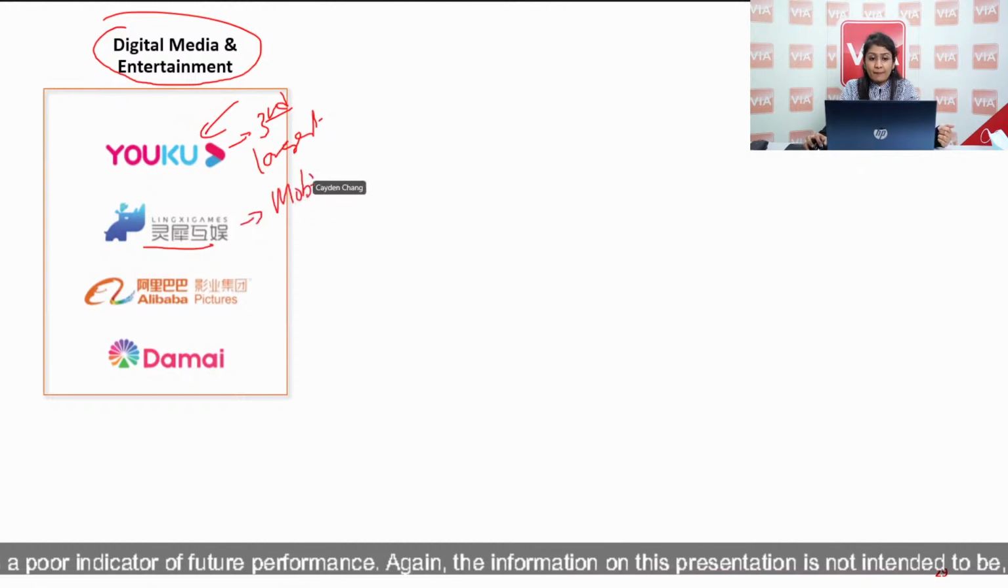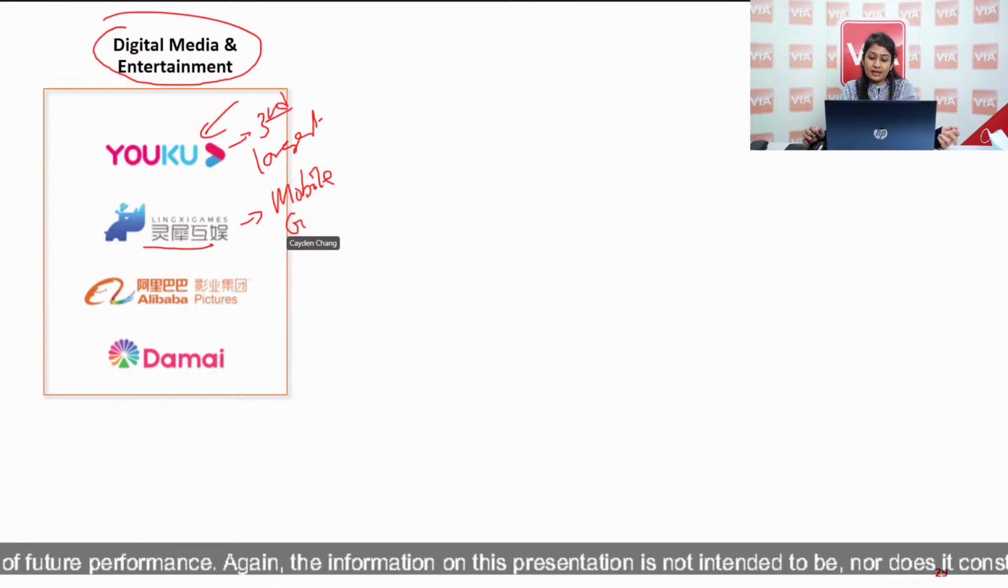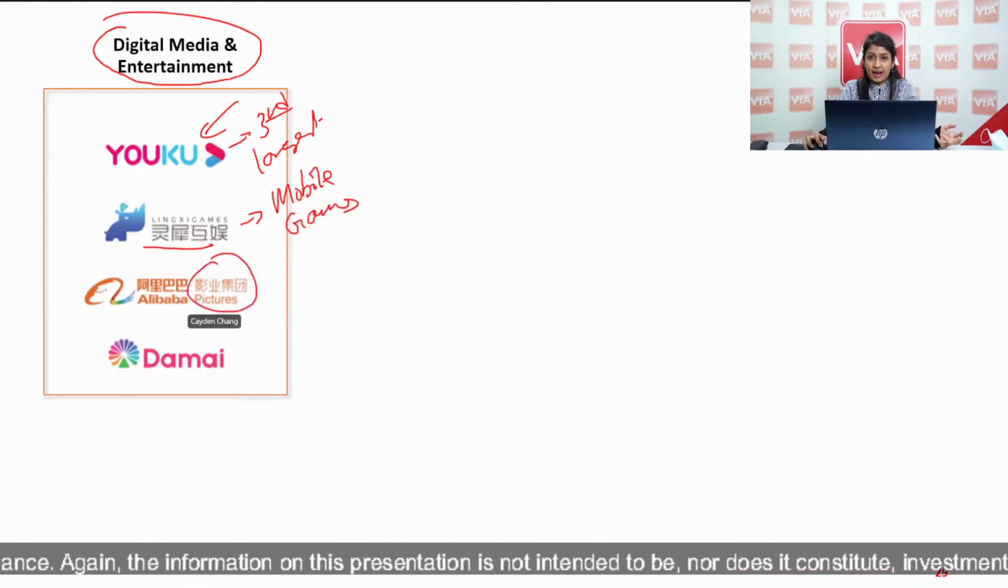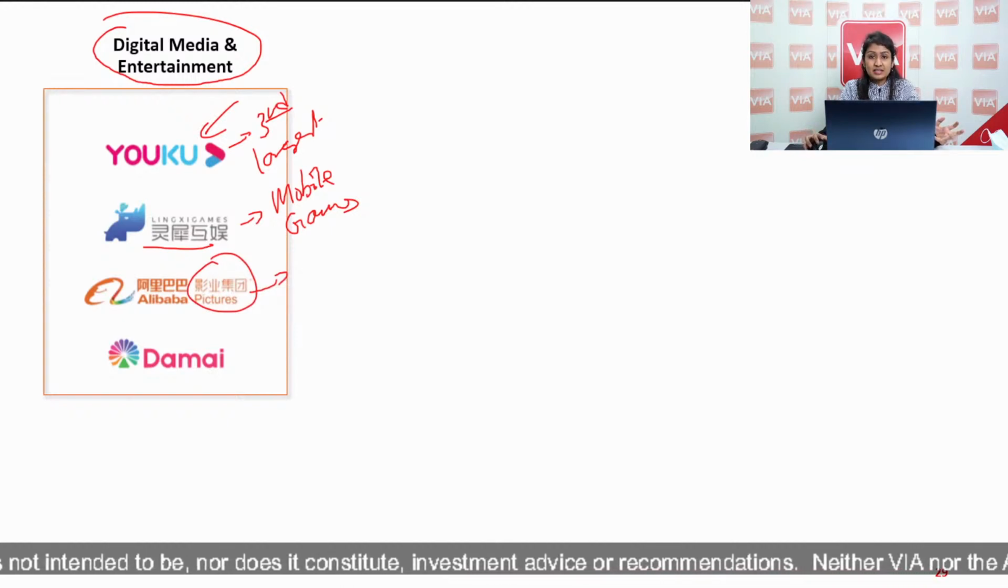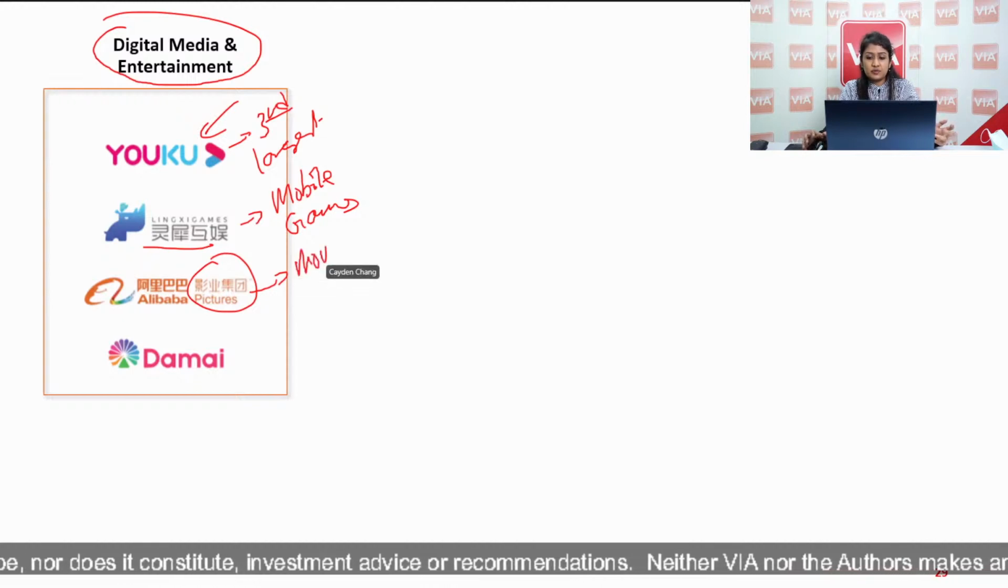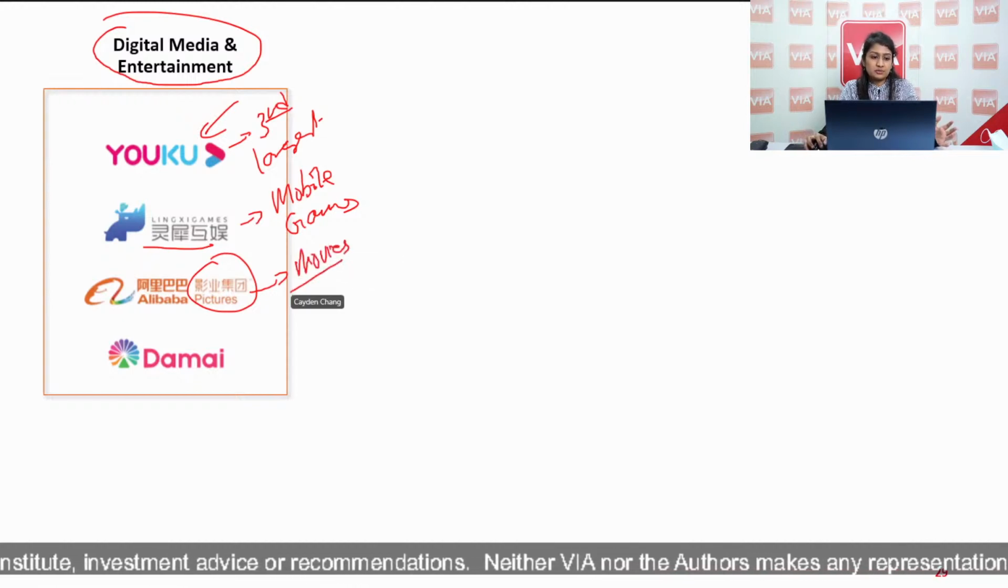Then we have Alibaba Pictures, which is Alibaba's internet-driven integrated platform that covers content production, promotion and distribution, and cinema ticketing management and data services for the entertainment industry. So majorly this is for the entertainment industry.